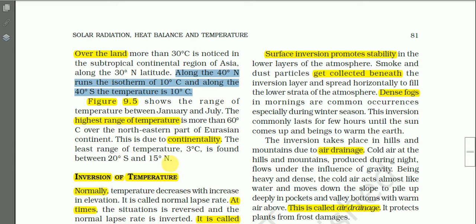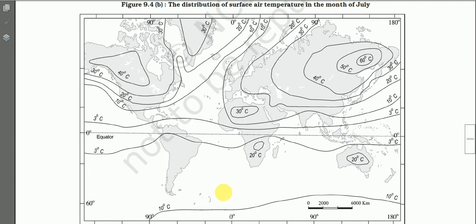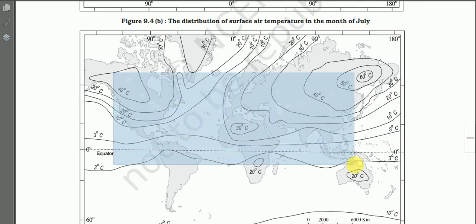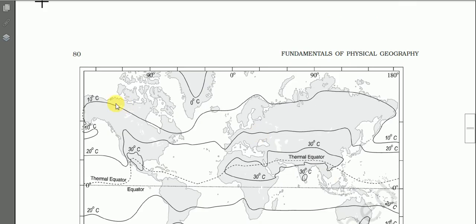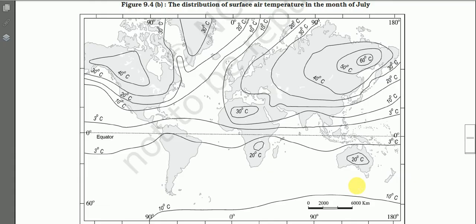And see, we have one more figure. This is 9.5. This map shows the range of temperature between January and July. Range of temperature means the difference between the maximum temperature and the minimum temperature. So what is the difference in temperature between July and January is given in this map. So let us read.